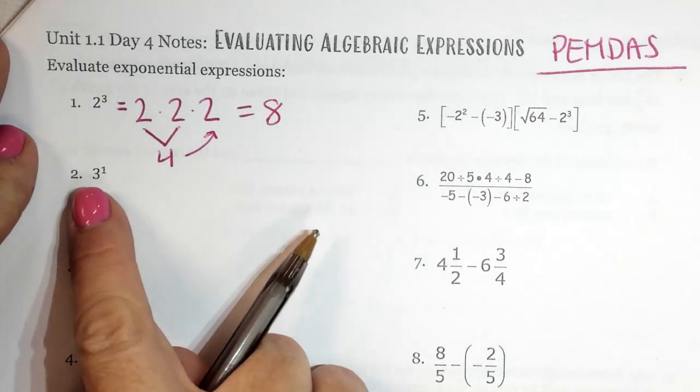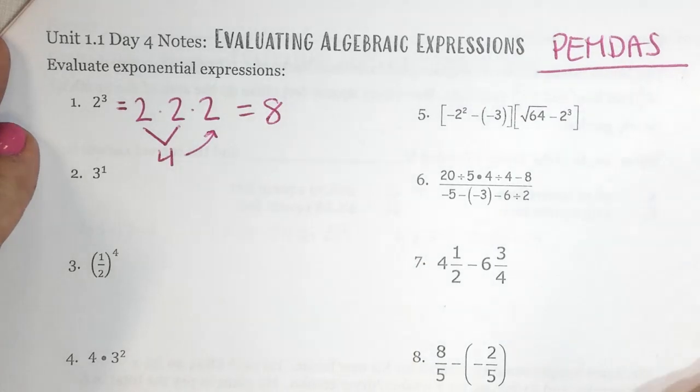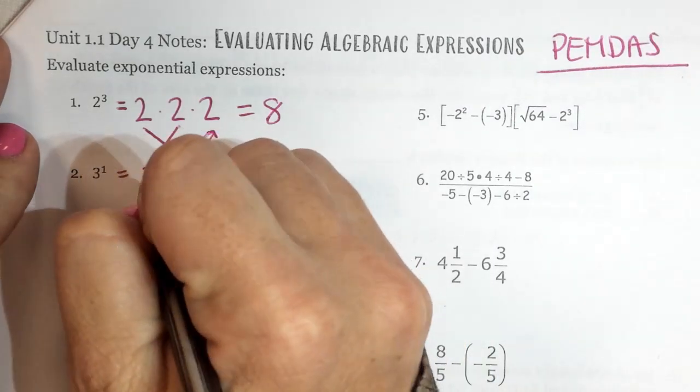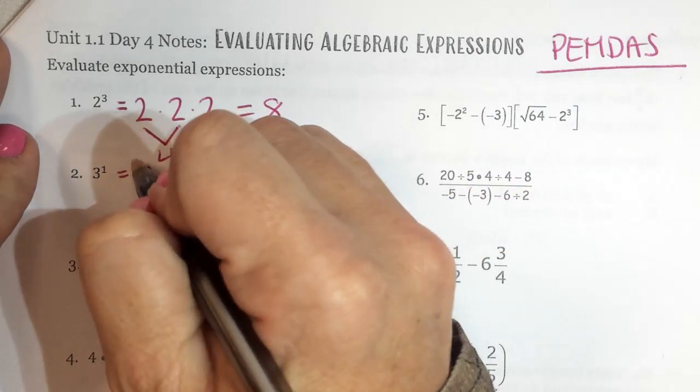Now, what about 3 to the first power? It's just 3. Isn't that just 3 one time? Well, there's 3 one time, and it's just 3.